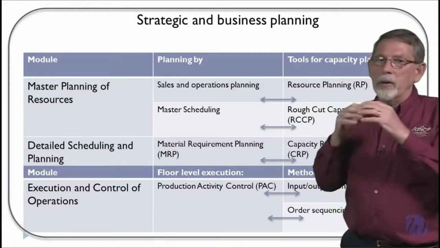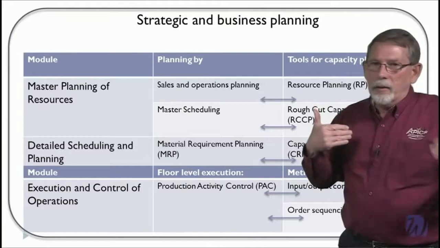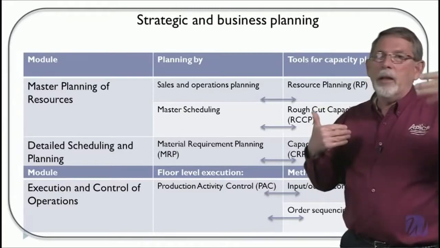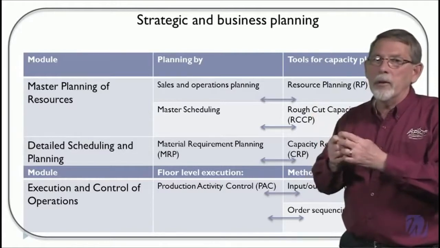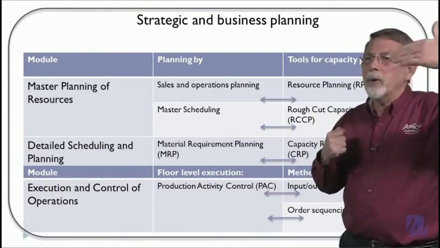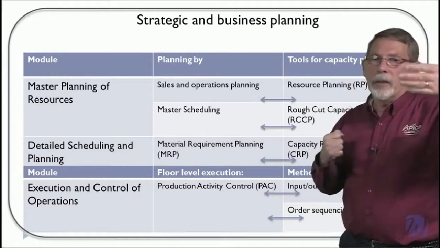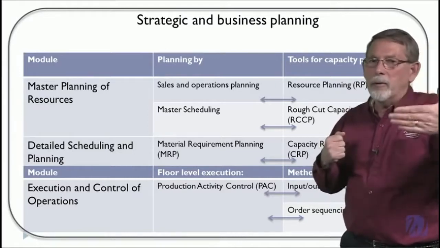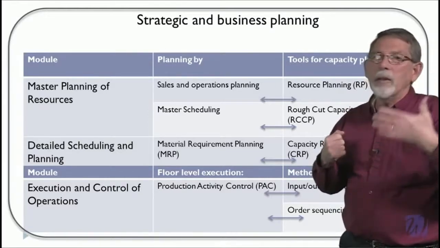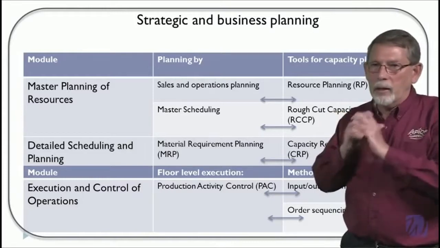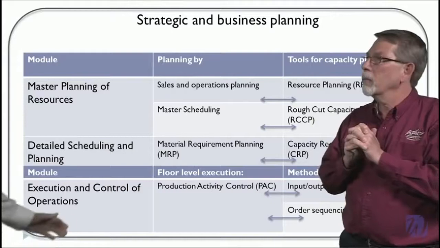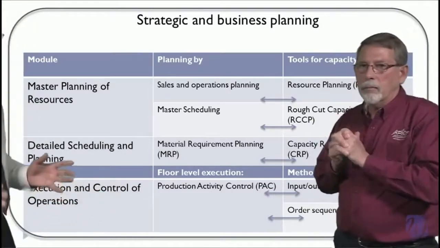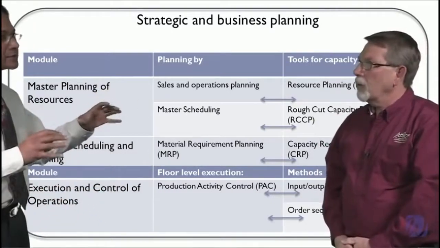Master scheduling will then look at end items perhaps, and say, this is what I specifically am going to build. Sales and operations planning said, this is what I'm going to build in general, by family and in monthly units. Master scheduling says, this is what I'm going to build by end units, sellable end units, which we call independent demand.